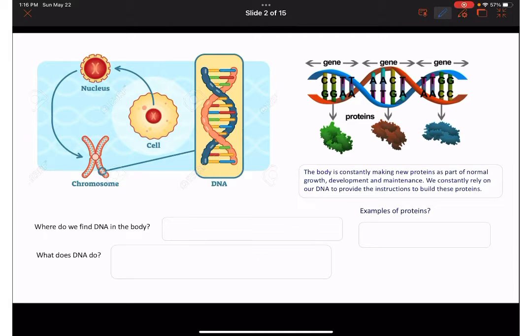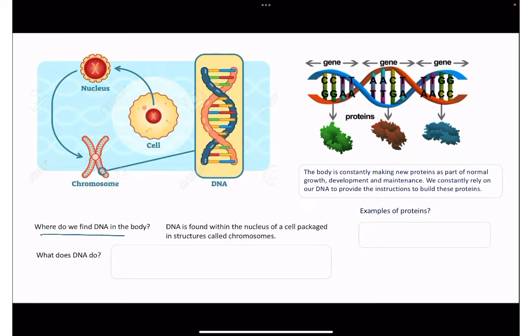Okay, so I have a couple questions for you. And the first one is, where do we find DNA in the body? And the answer to that is that we find DNA within the cells of the body. And more specifically, we find DNA within the nucleus of the cells. And even more specific than that, this DNA is packaged together into structures called chromosomes. And we find these chromosomes within the nucleus of the cells of the body.